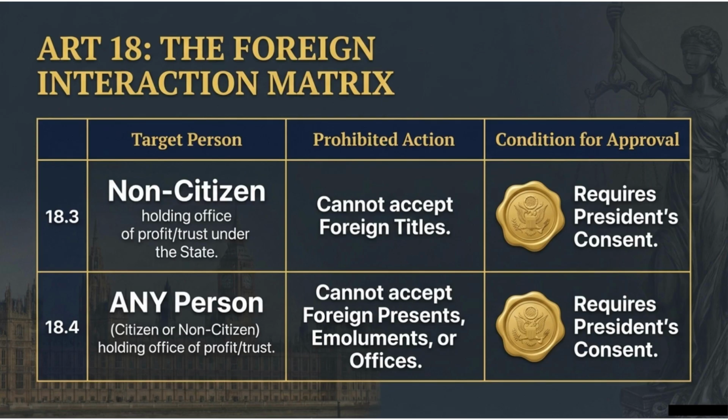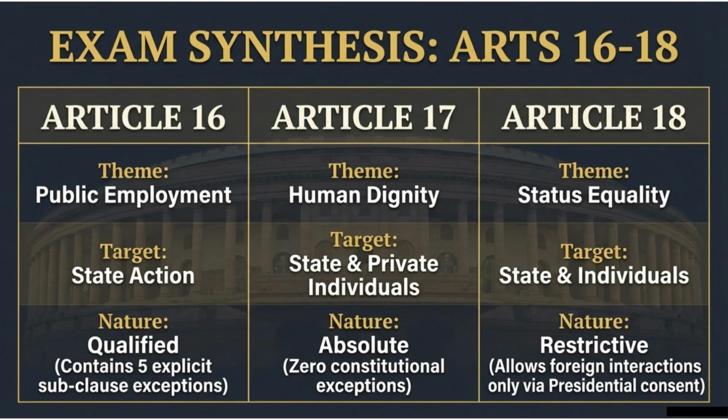Presidential approval is required. This is your revision table, and it is beautifully designed for last-minute recall. Article 16 is about public employment. It targets state action, and its nature is qualified, meaning it has 5 explicit subclause exceptions built in. Article 17 is about human dignity. It targets both the state and private individuals, and its nature is absolute, with 0 constitutional exceptions. This is the most distinctive feature.